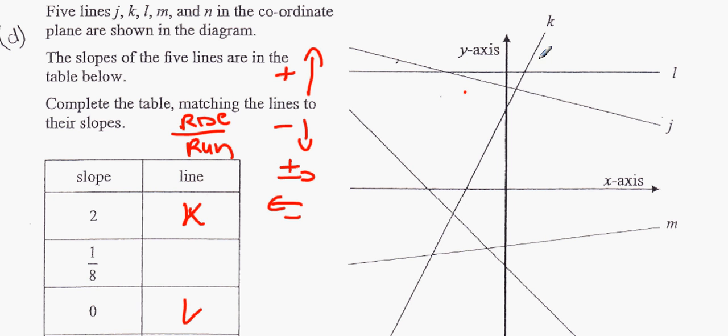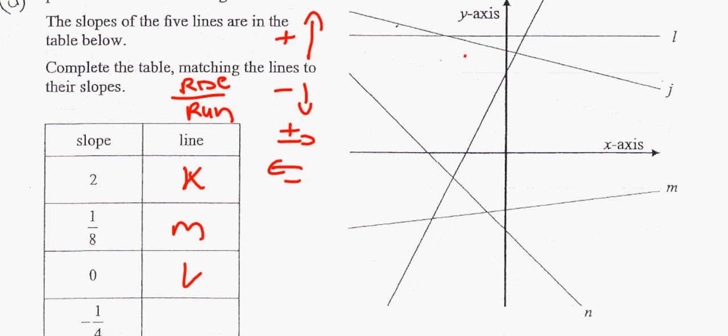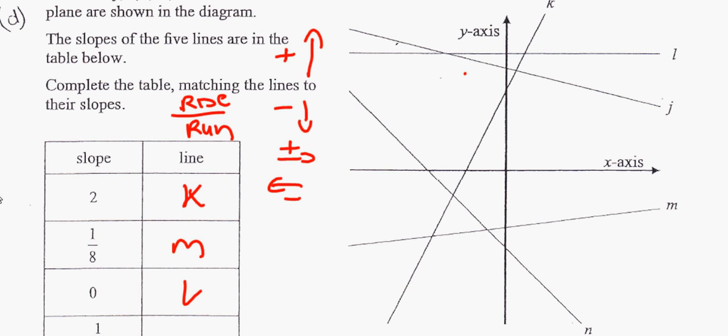The only other positive slope I see is M. And as you can see, M is not steep at all. It's just not really a big slope. So that M is going to be an 8. Then we look at the negative slopes. The negative slopes are J and N.